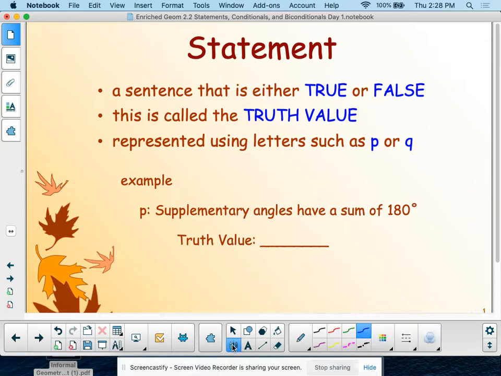So in this example here, it says supplementary angles have a sum of 180. What's the truth value to that? Well, we know that supplementary angles do indeed add to 180, so this would therefore be true. That is a true statement. So again, a statement is just a sentence that we can decide is true or false.